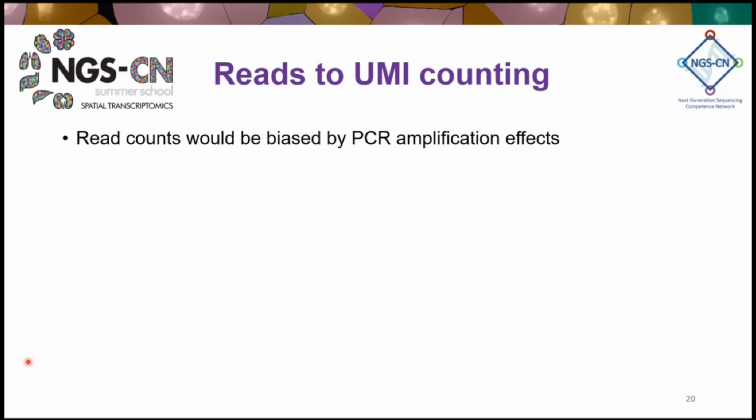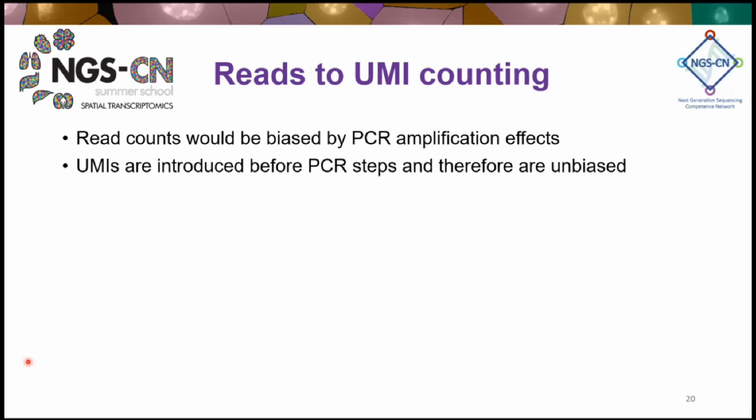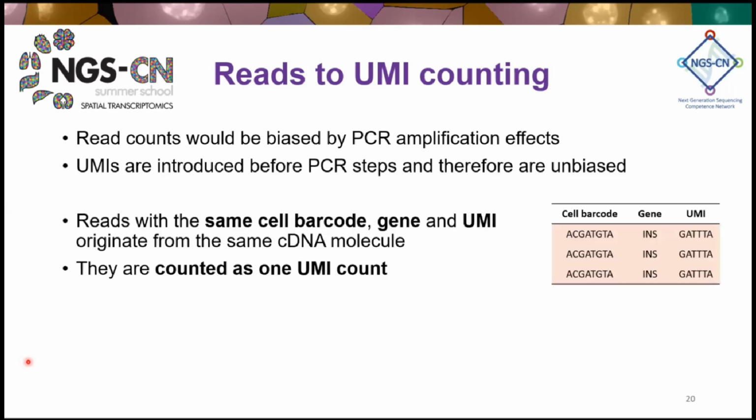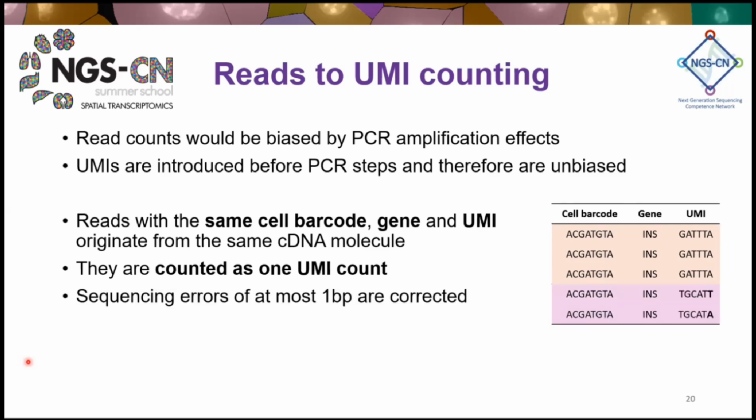The problem is read counts would be biased. We have PCR amplification effects, and with low material PCR will distort the counts. And therefore, in the 10x construct, you have UMIs. These are introduced before the PCR step and therefore are unbiased. That means that when you check a read, you can say that a read that has the same cell barcode, the same gene, and the same UMI originates from the same cDNA molecule, and therefore is counted as one UMI count.